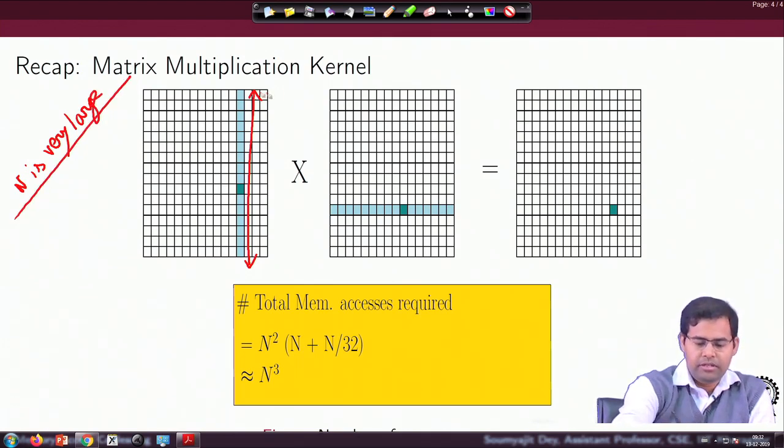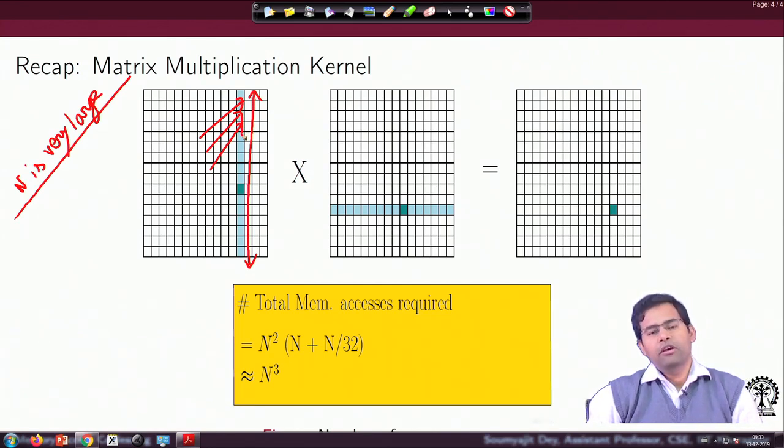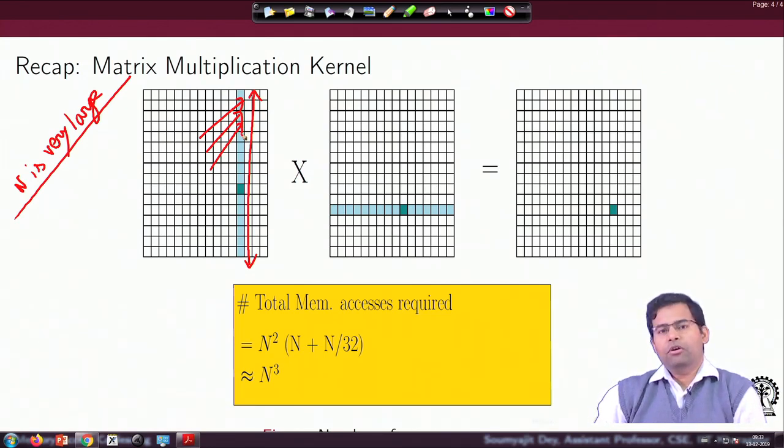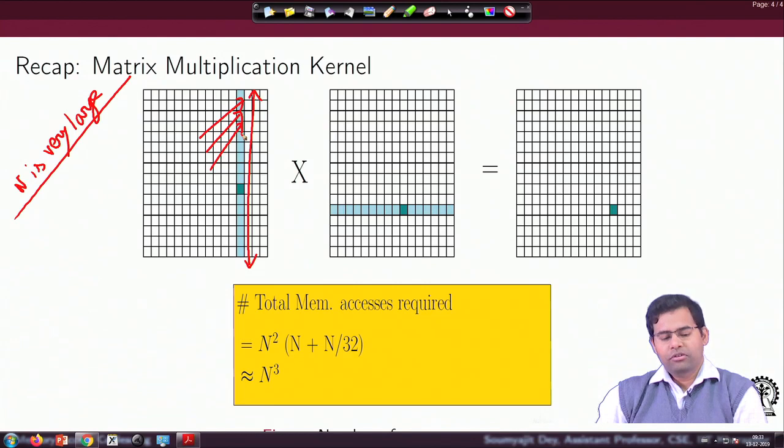So since n is very large, the access of any column location and the access of the previous or the next column location is never going to be coalesced. That means they will never be brought from the global memory by a single global memory transaction. Why so? Let us recall, what is the width of a global memory transaction?